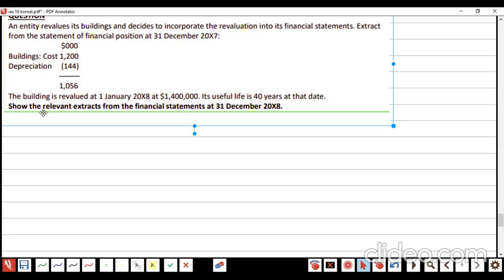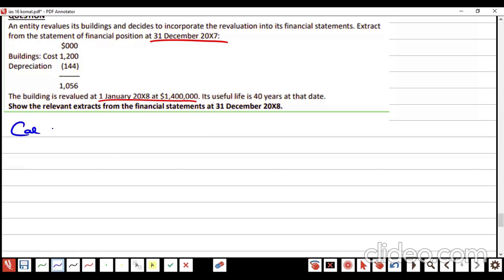Now, watch out for the date. The date of revaluation is really very important. Which date are we having the revaluation? 1st of January 2018. 1st of January means the start of the year. Only one day is the difference, right? So how to deal with revaluation at the start of the year? We are going to learn with the help of this question.